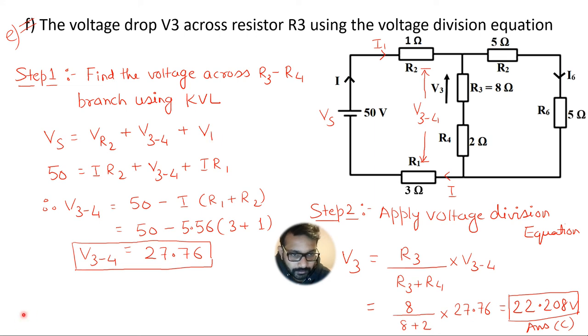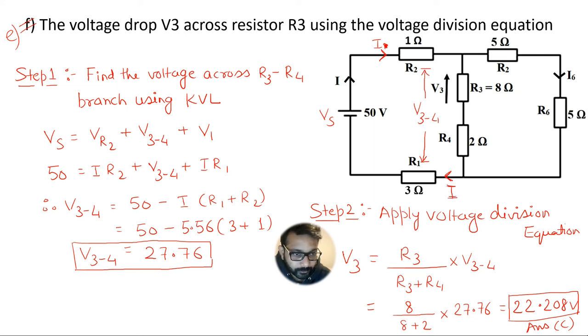Now, the supply voltage is given as 50 volts, and if I apply Ohm's law, VR2, the voltage drop across R2, will be current multiplied by resistance. I already know that the current flowing through R1 and R2 is I, the supply current. And the current flowing through R1 is also your supply current I.